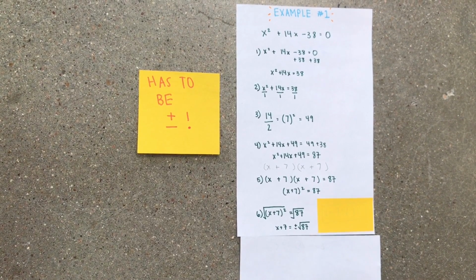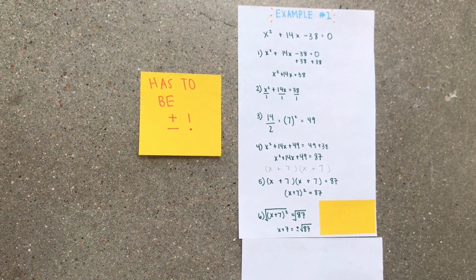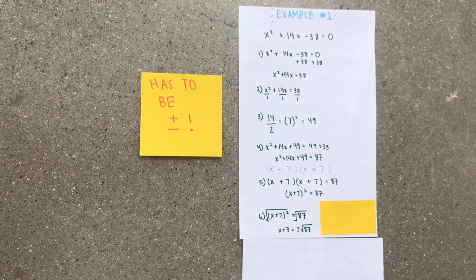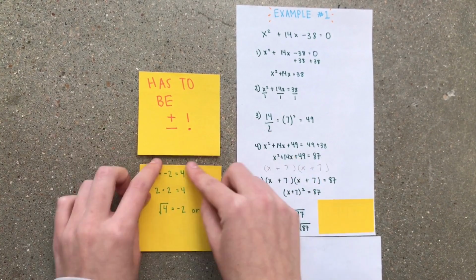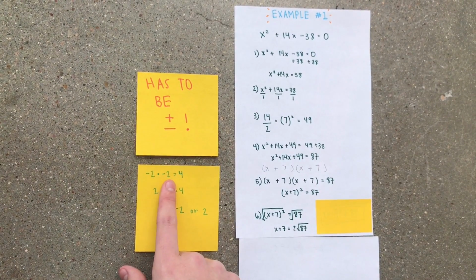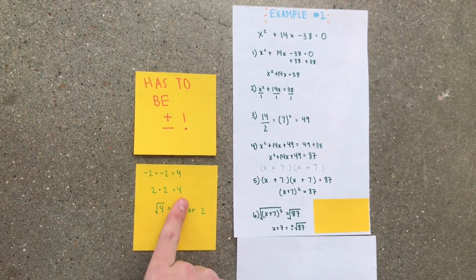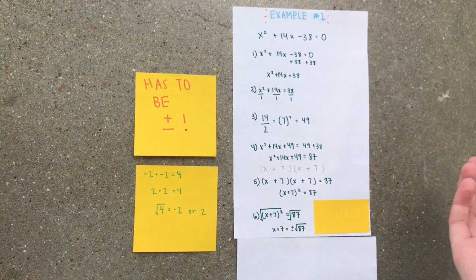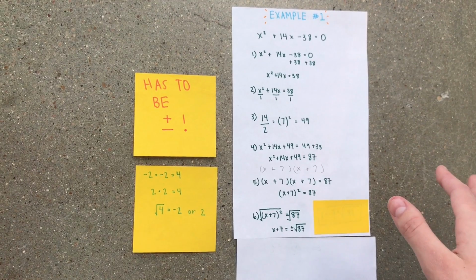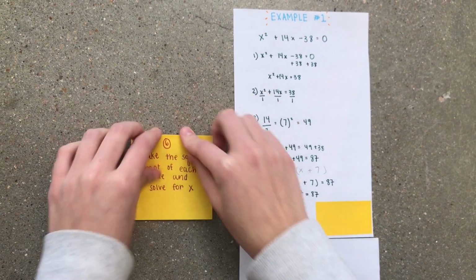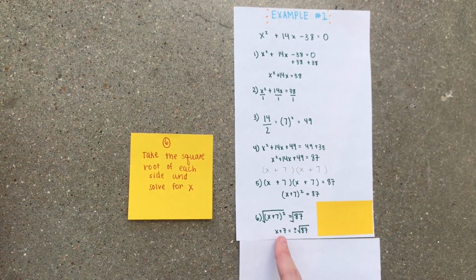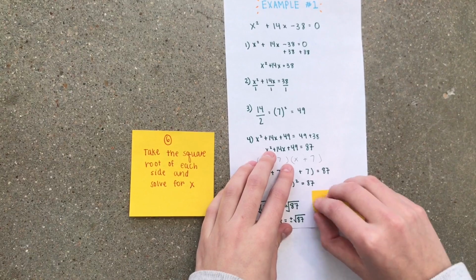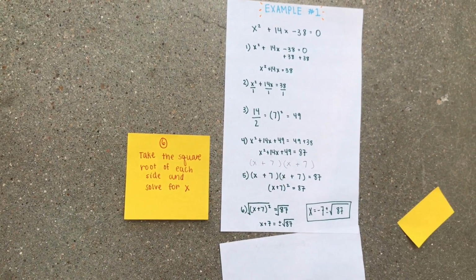A common misunderstanding is that some people just do plus or just minus, but it has to be plus or minus, because when working with square roots, it can either be negative 2 times negative 2 equals 4 or 2 times 2 equals 4. So you have to make sure that you get both answers, because there are 2 answers in quadratics. So back to step 6. We're going to subtract 7 from both sides, and our final answer will be x equals negative 7 plus or minus the square root of 87.